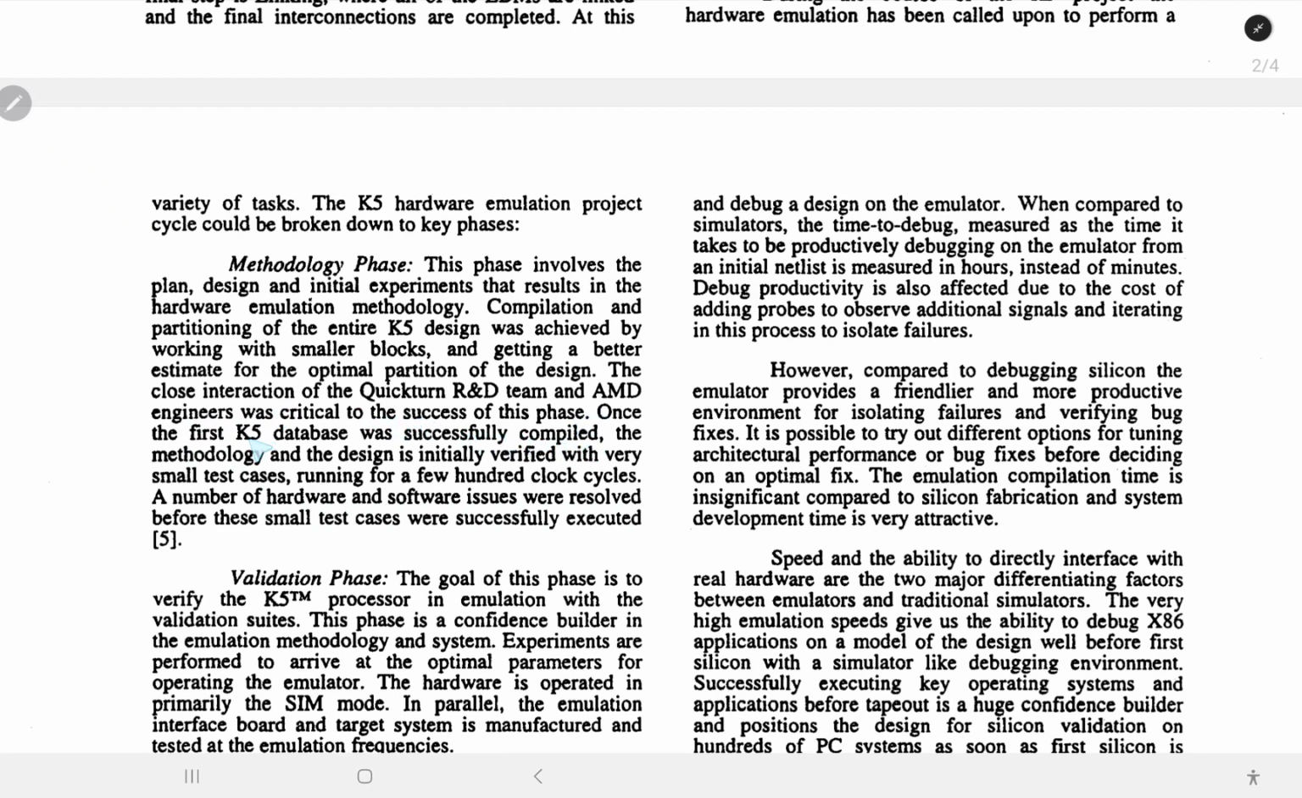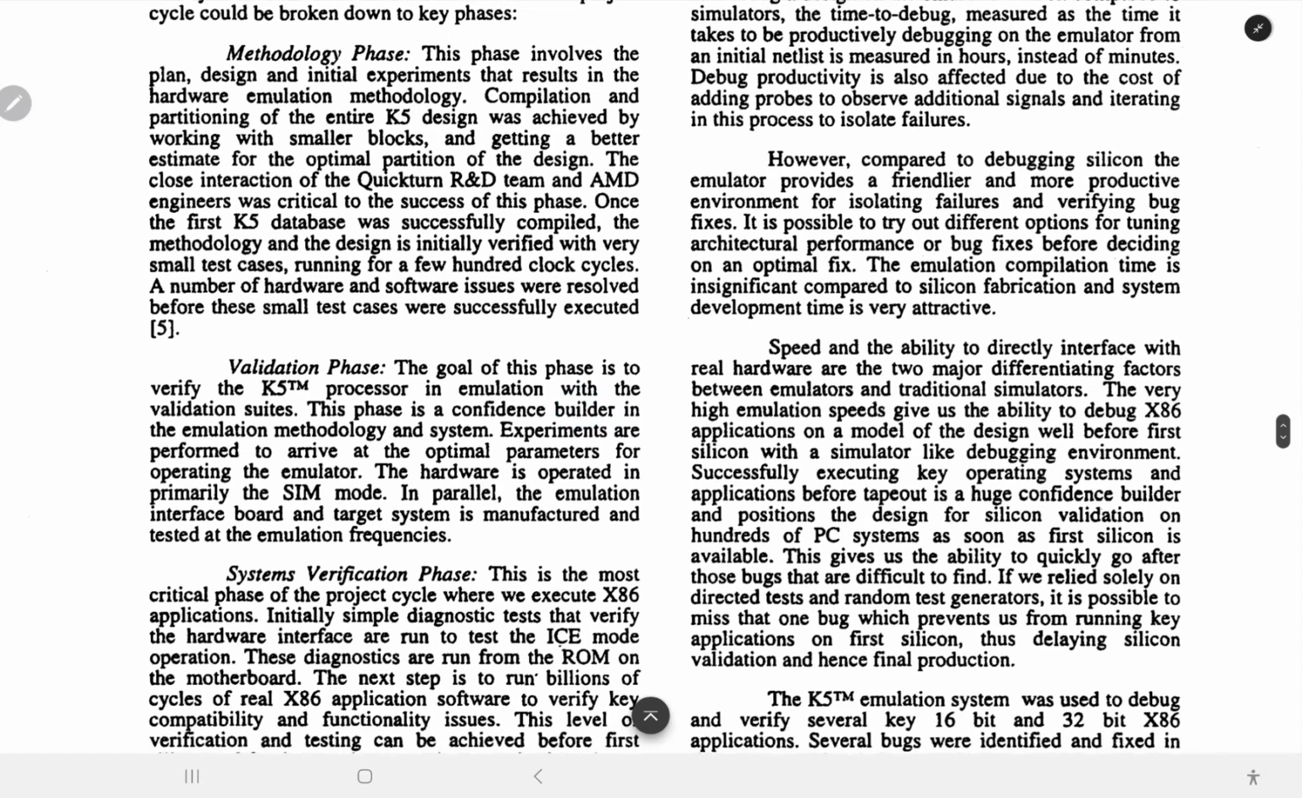Once the first K5 database was successfully compiled, the methodology and the design were initially verified with very small test cases running for a few hundred clock cycles. A number of hardware and software issues were resolved before these small test cases were successfully executed.